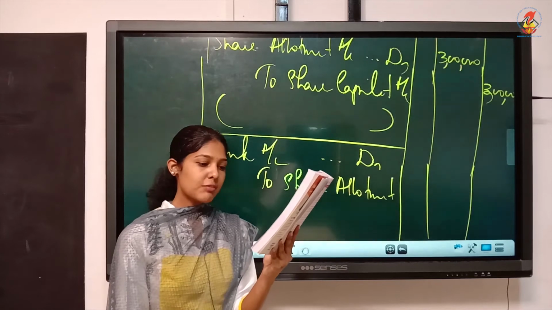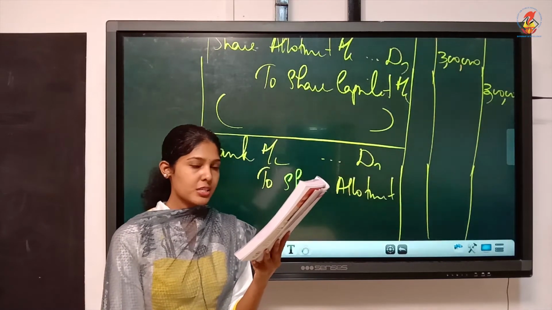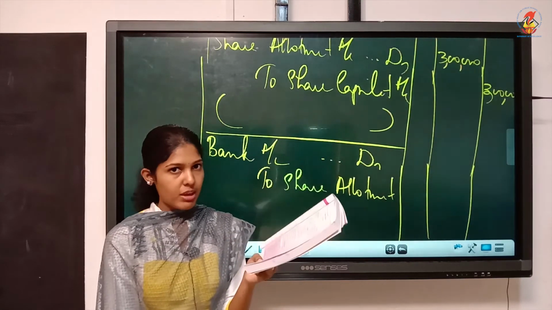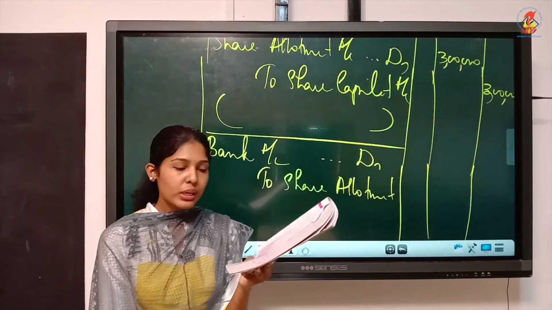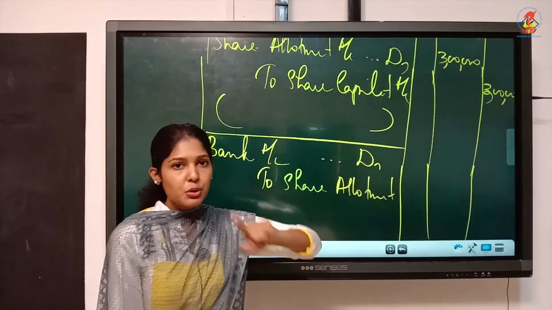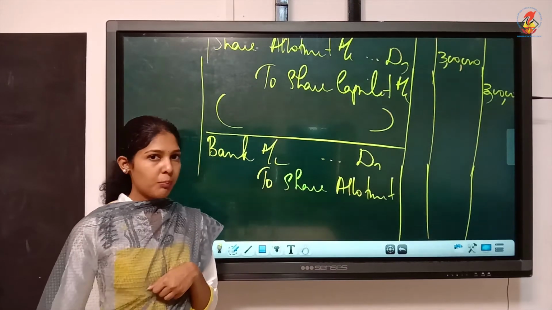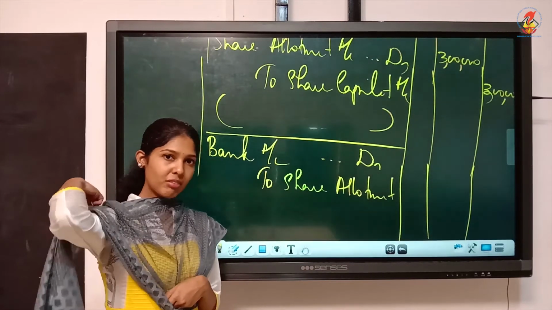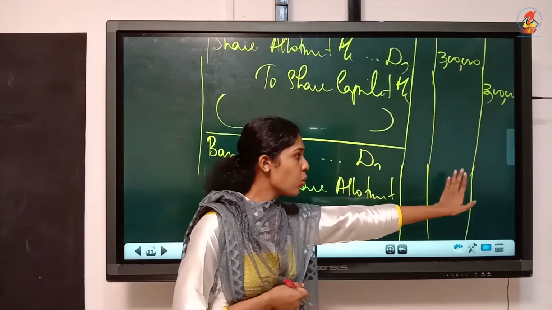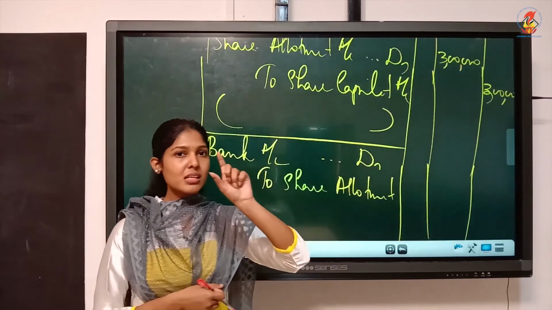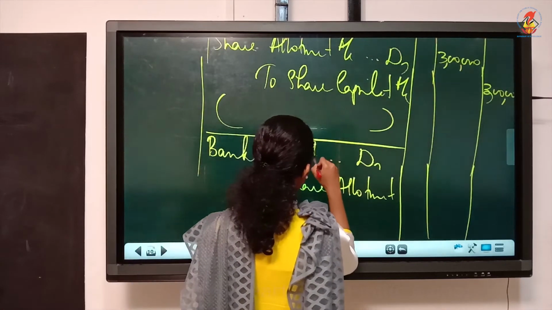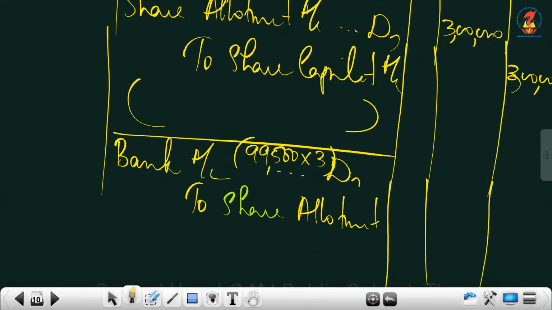Allotment money was received on 99,500 shares. Actually, you issued how much or you allotted how much? 1 lakh you have allotted. But now we are receiving only on 99,500 shares, so can you write 1 lakh into 3? No, you haven't received on 1 lakh shares. What you have received is only on 99,500 shares. Don't write 99,500 in the amount column because that is just the number of shares. On 99,500 shares, you have to compute the amount, that is into 3.